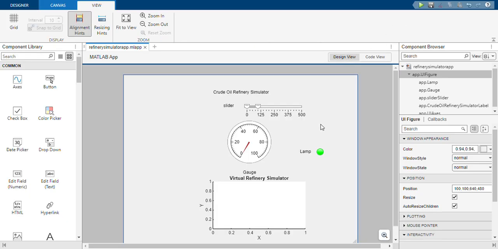When you run it from this side, you get the simulator. When you move the slider, it gives you the percentage yield of the various crude components, that's the petrol, the kerosene, the diesel, and then the residue.